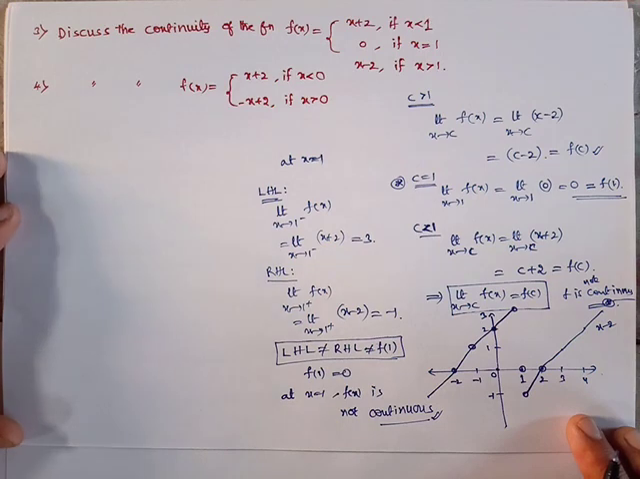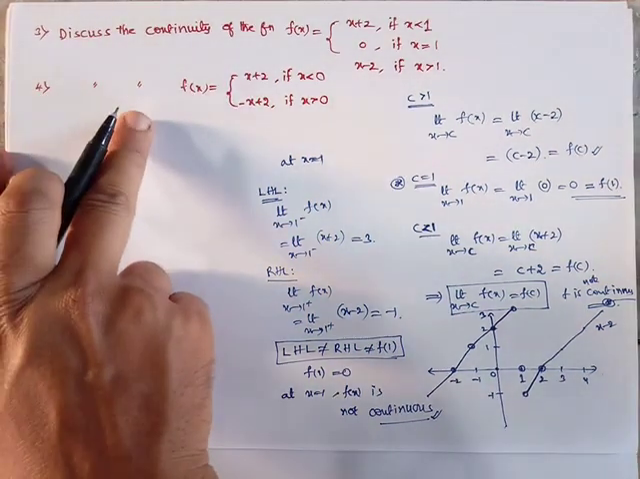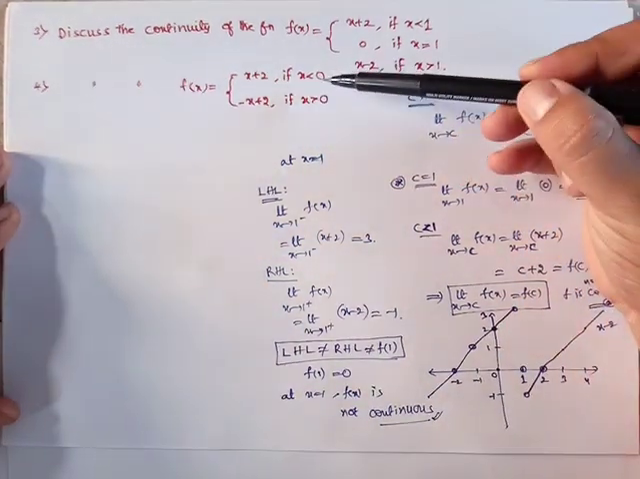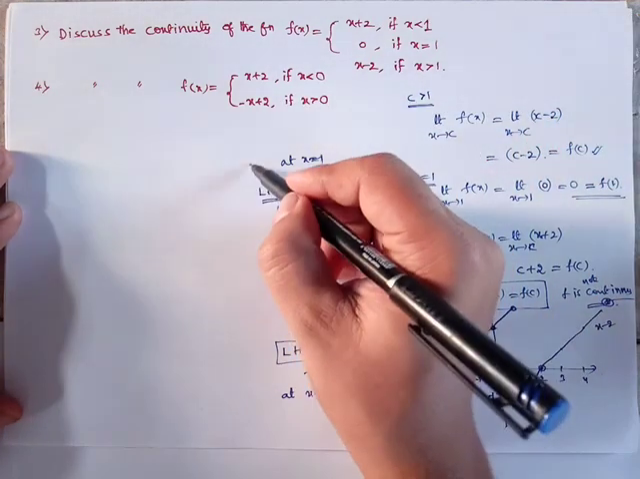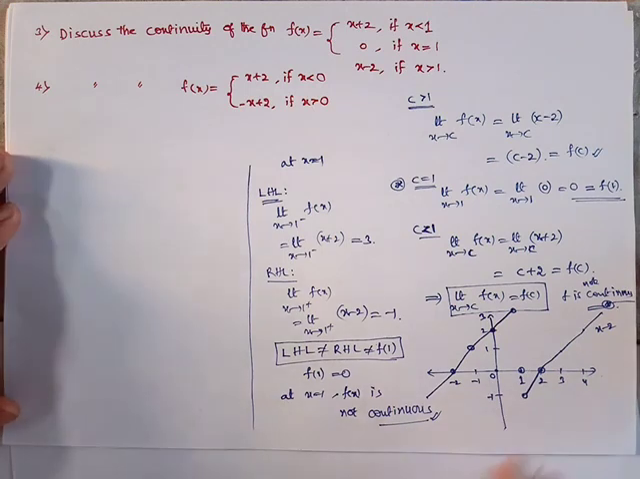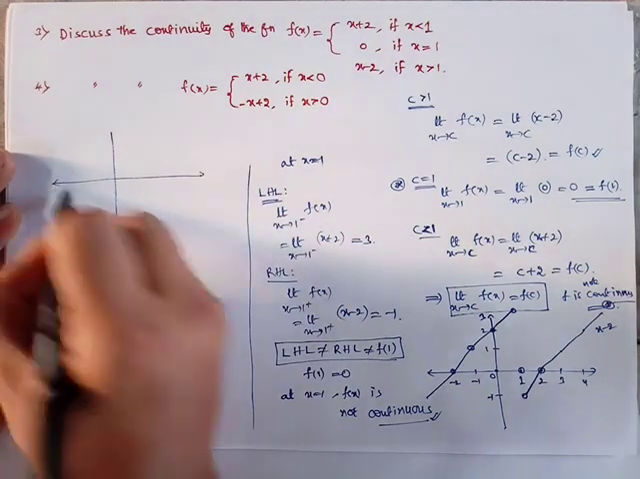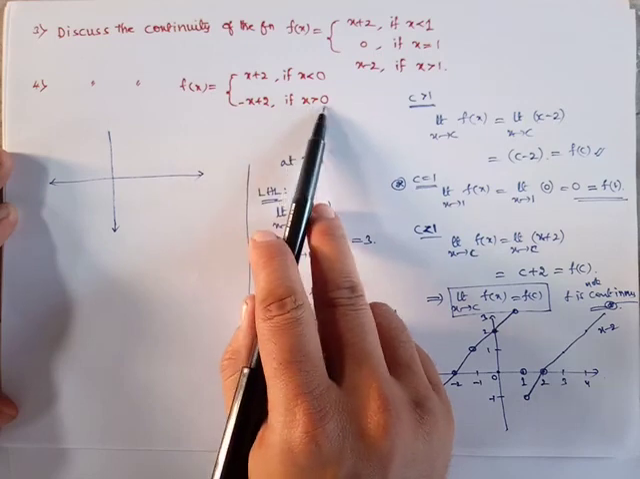Now coming to the next question, question number 4: discuss the continuity of the function f of x is equal to x plus 2 for x less than 0, and minus x plus 2 if x greater than 0. Now we will see, first of all we will go with the diagram directly, for x less than 0 and x greater than 0.